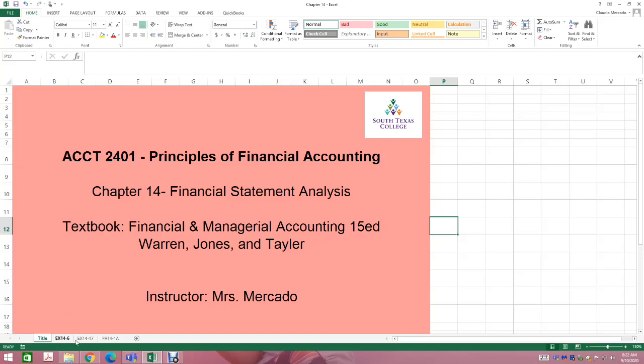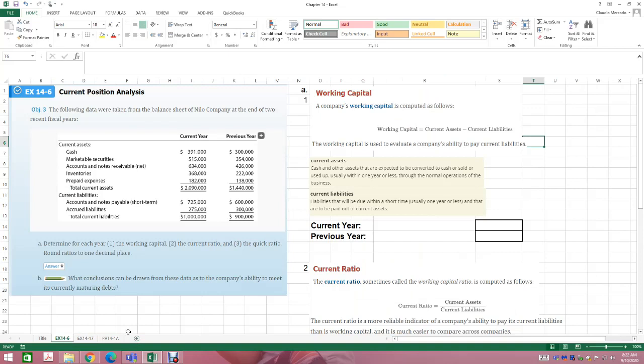I'm going to jump right into the first exercise, exercise 14.6, current position analysis. The following data was taken from the balance sheet of Nilo Company at the end of the recent fiscal years. They give us the information for the current year and the previous year. It says determine for each year the working capital, the current ratio, and the quick ratio. Round ratios to 1 decimal place. So we're being asked to calculate three ratios: working capital, current ratio, and quick ratio.